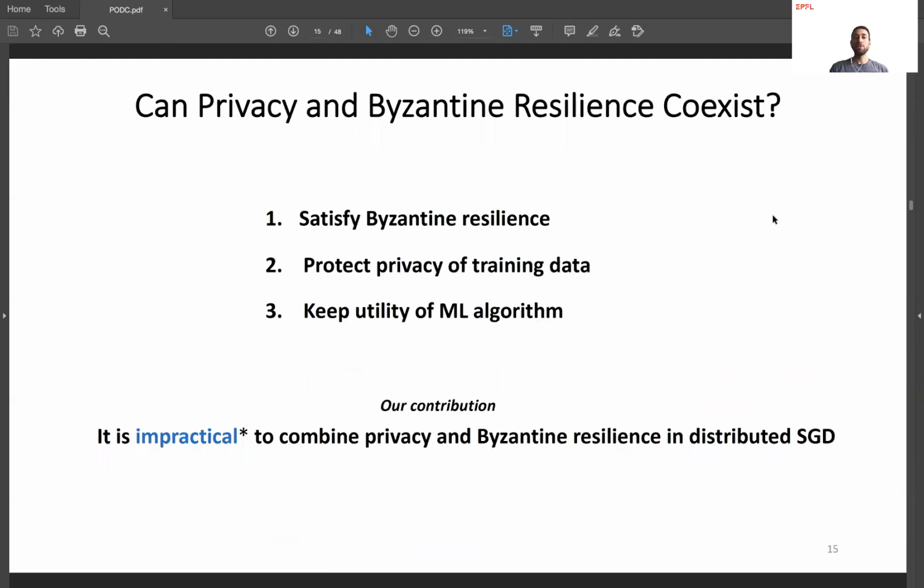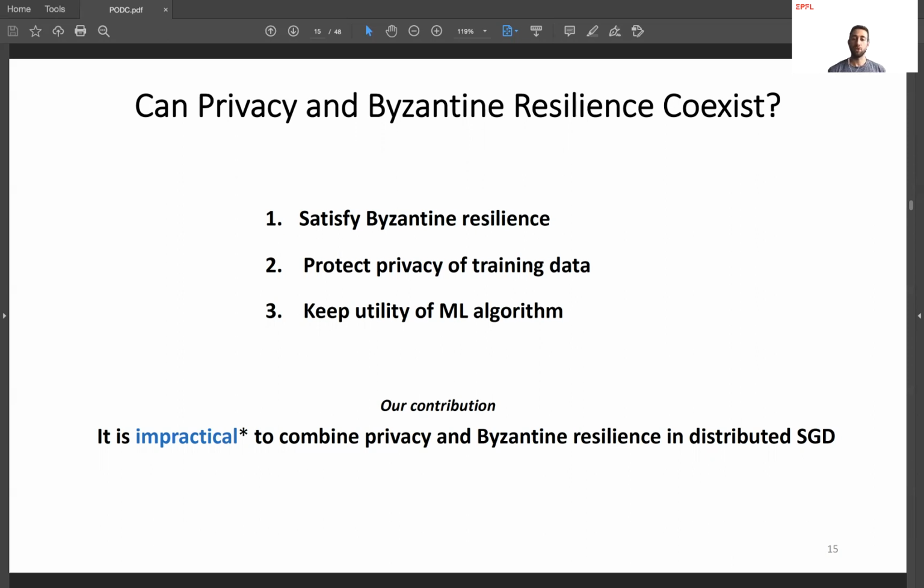Now, these two threats have been mainly tackled in an orthogonal fashion, independently. Not much work has been done on the combination of both threats, and that is exactly the objective of our paper: to study whether Byzantine resilience and privacy can actually coexist in distributed SGD, while not losing the utility of the machine learning algorithm and having a desirable level of final accuracy.